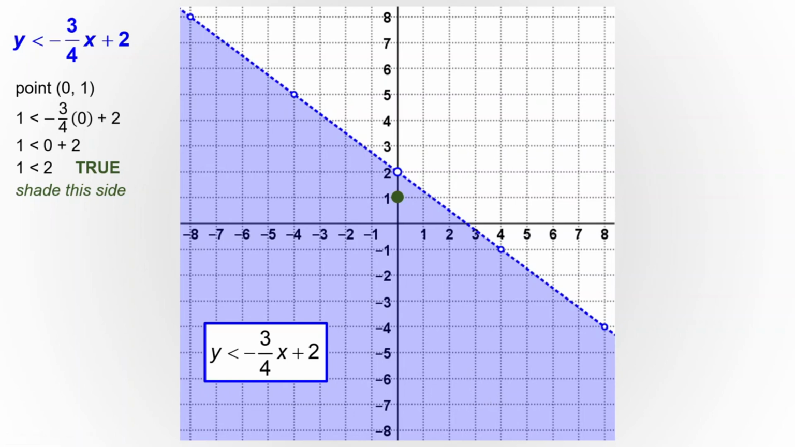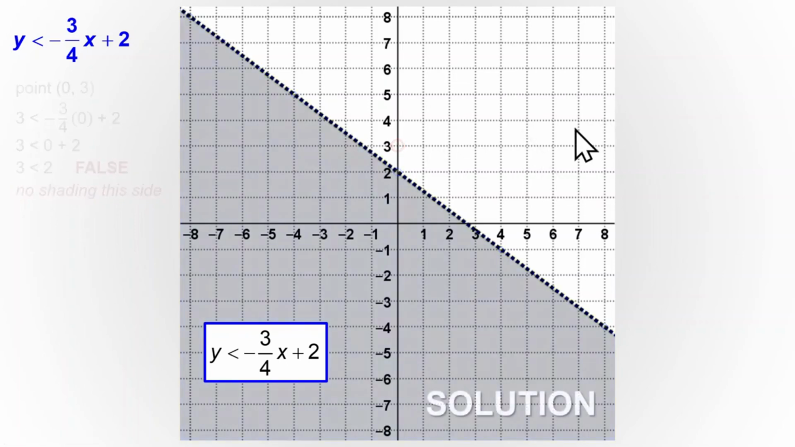But as we're starting out, we do want you to kind of test out both sides. So I then proceeded to choose a different point on the other side, (0, 3). As you can see, if I plug the 0 and the 3 into those spots, eventually we'll get 3 is less than 2, which is a false statement. And because it's false, not only this point, but all the points on this side are not going to work. So we do not want to shade this side. So our final solution is, ta-da, the side with the point (0, 1).